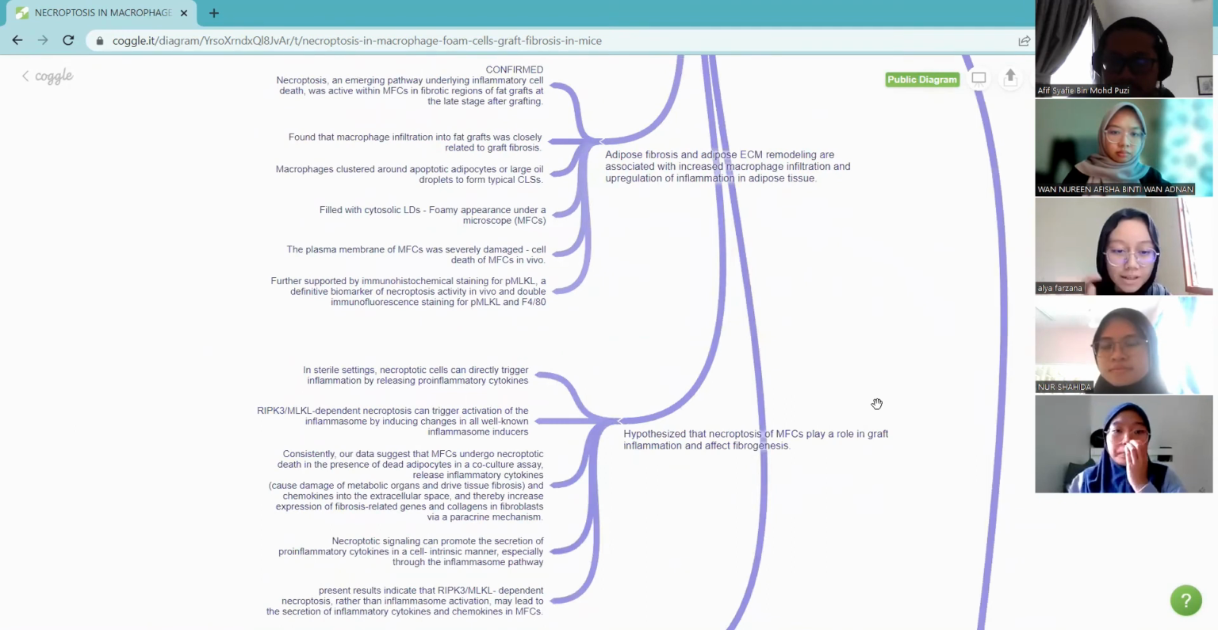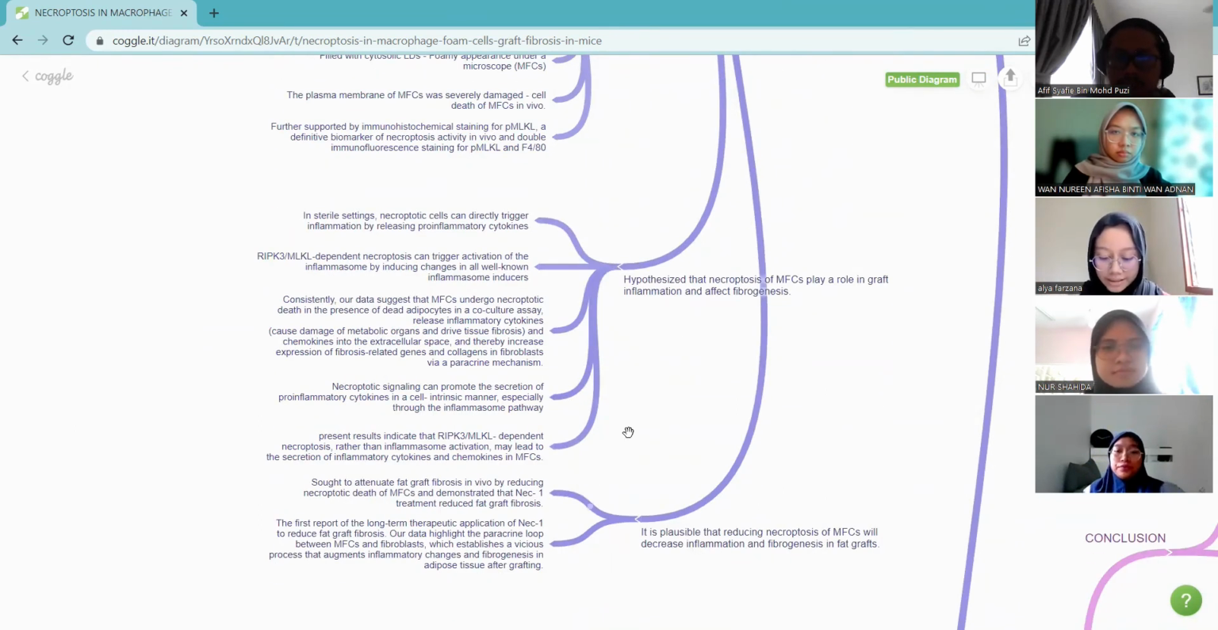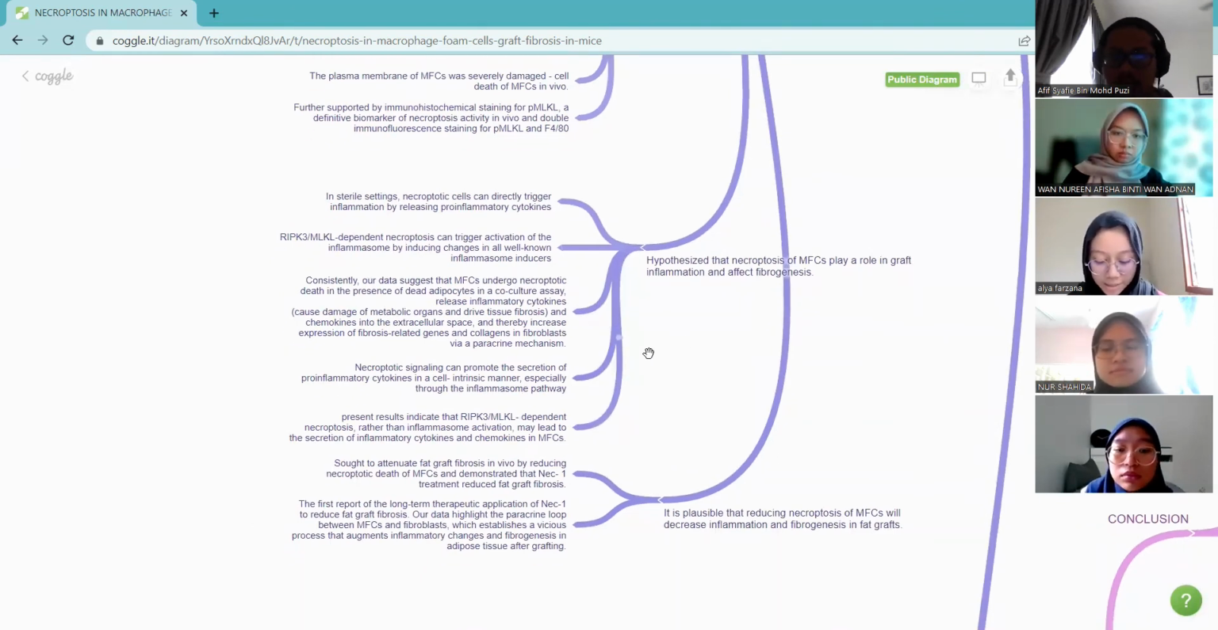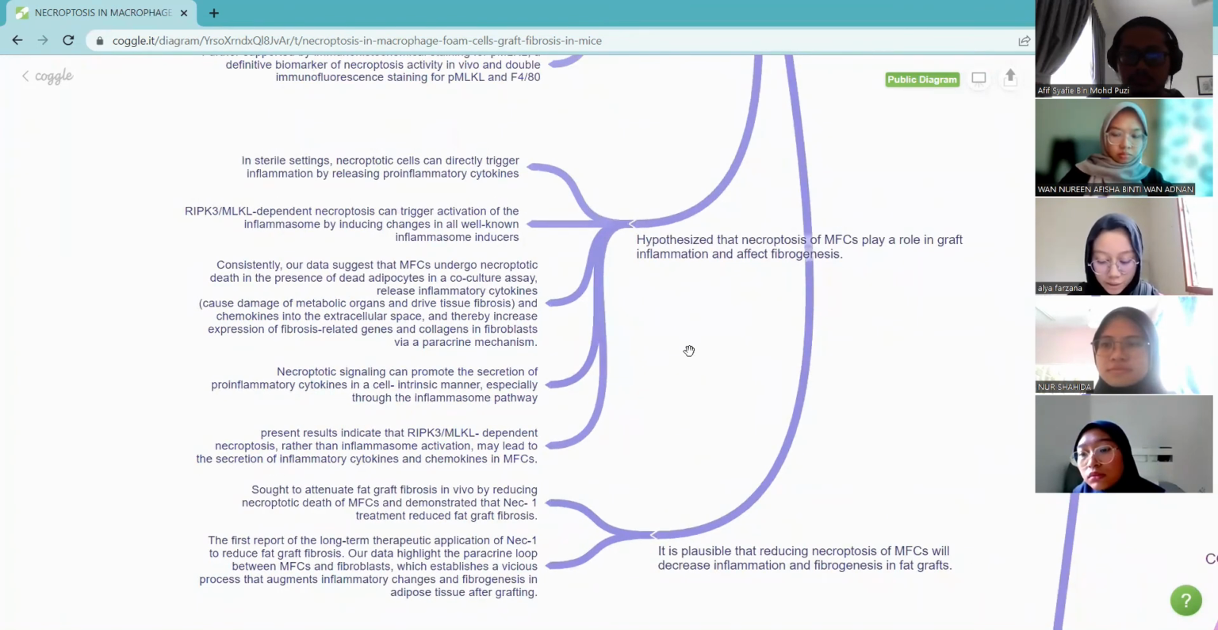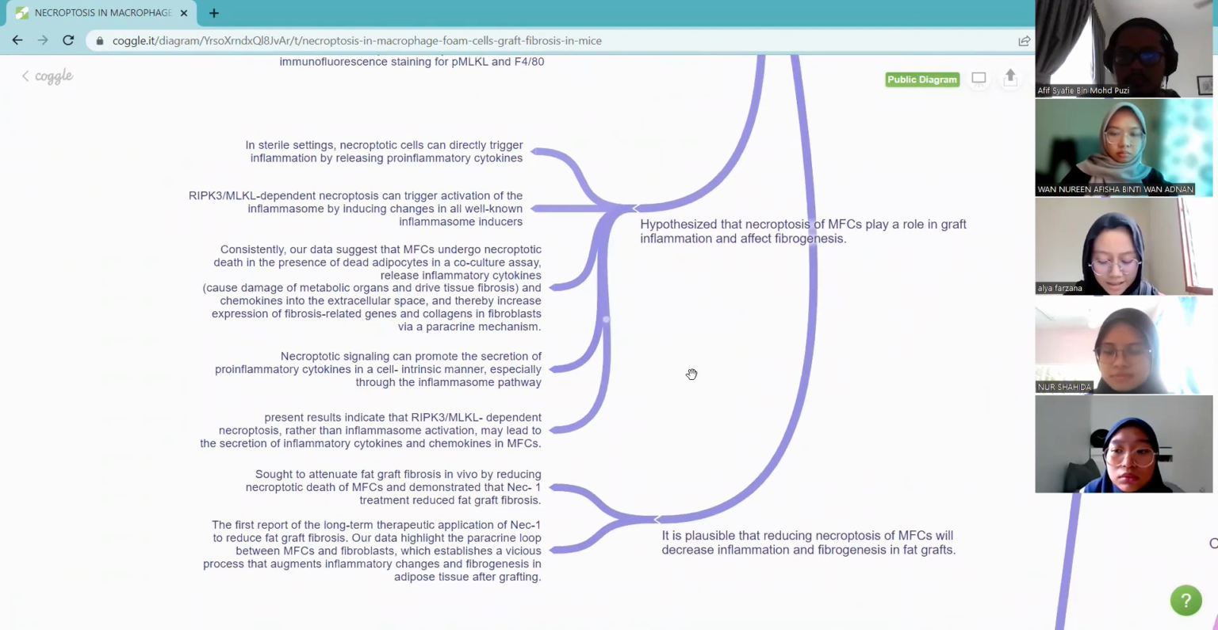After they found this, they hypothesized that necroptosis of MHCs plays a role in graft inflammation and affects fibrogenesis. I think Nurin has said just now, necroptosis is an important trigger of inflammation. Necroptotic cells can directly trigger inflammation by releasing pro-inflammatory cytokines. Consistently, the data suggests that MHCs undergo necroptotic death in the presence of adipocytes in a co-culture assay. They release inflammatory cytokines and chemokines, including what Nurin mentioned, TNF-alpha, IL-1-alpha, IL-6, MCP-1, into the extracellular space, and thereby increase expression of fibrosis-related genes.